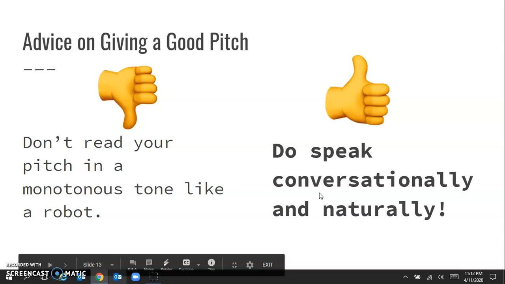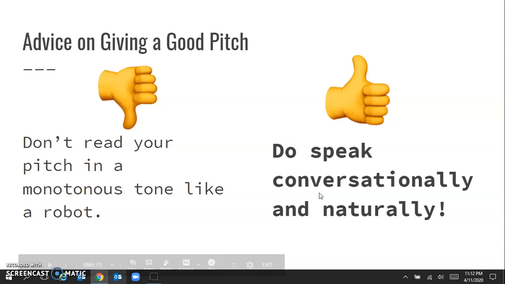What you should do is speak conversationally and naturally. You want to sound normal. So one way to do that is to not read from notes. You can have your notes to help you remember what you want to say, but don't read it exactly. The other way is to practice again and again so that you're very familiar with your topic and you can speak about it easily and naturally.